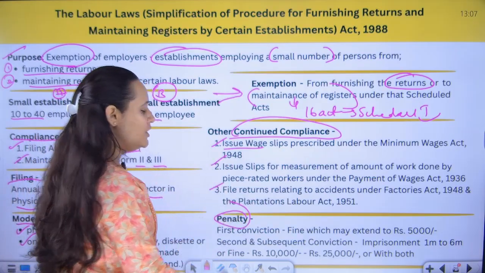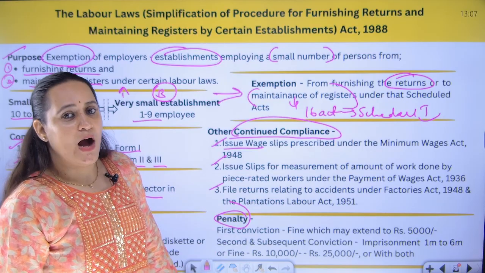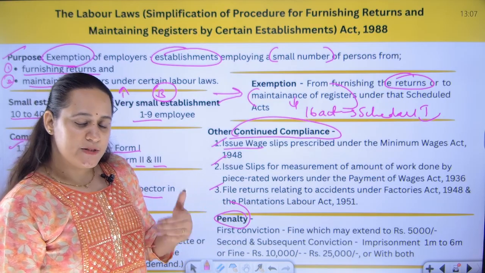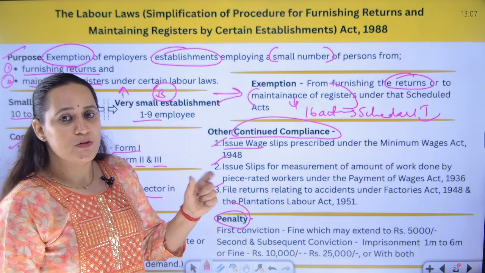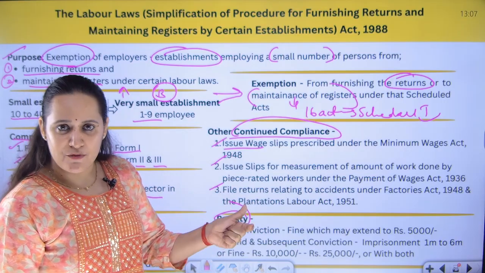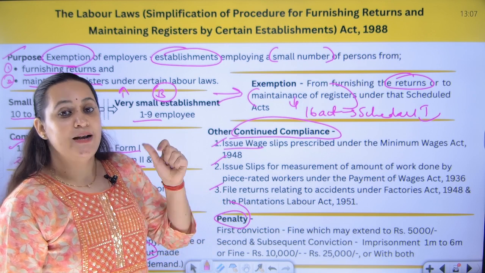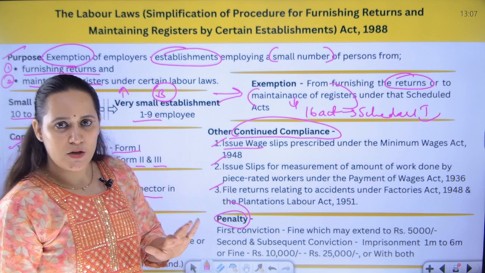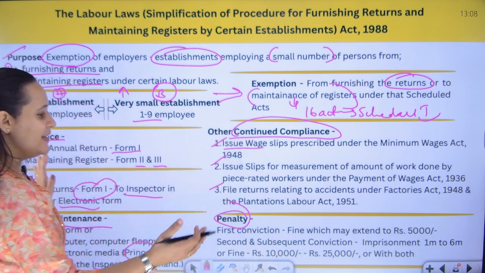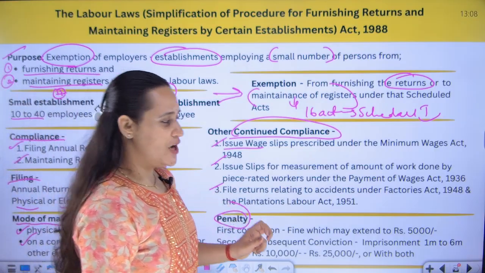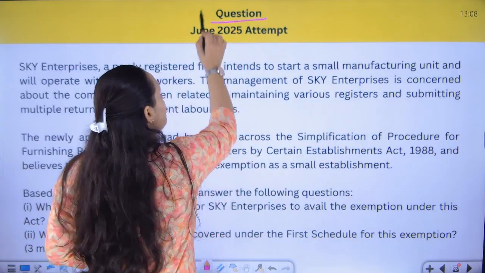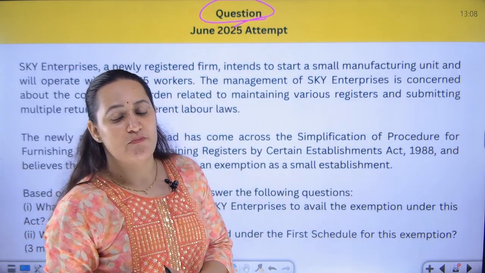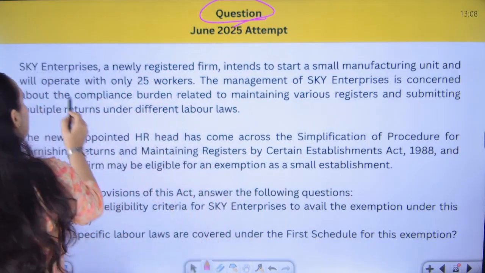Lastly, penalty provision. For first conviction, a fine of up to 5,000. For second and subsequent offence and conviction, imprisonment 1 to 6 months, fine of 10,000 to 25,000 rupees, or imprisonment and fine. Both can be given. So this is a quick recap of the entire chapter that we have covered. Now let's quickly have a look at some questions from this particular chapter that have been asked by the institute.